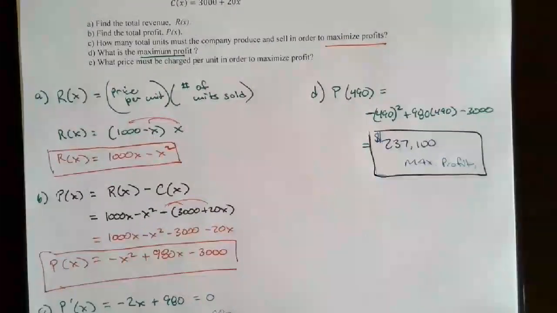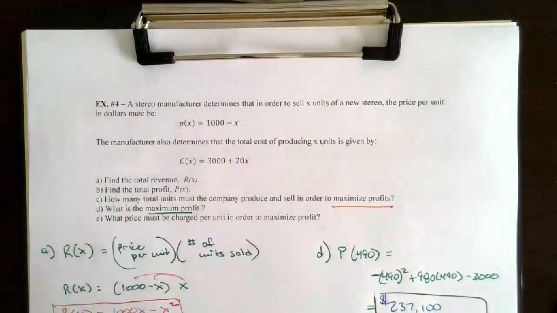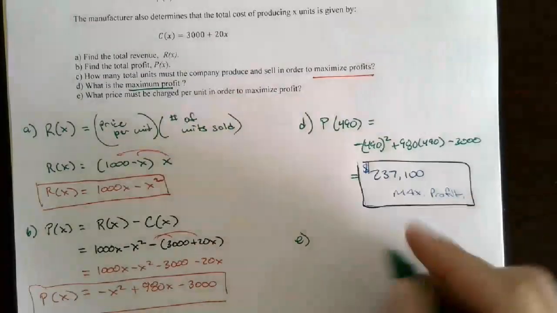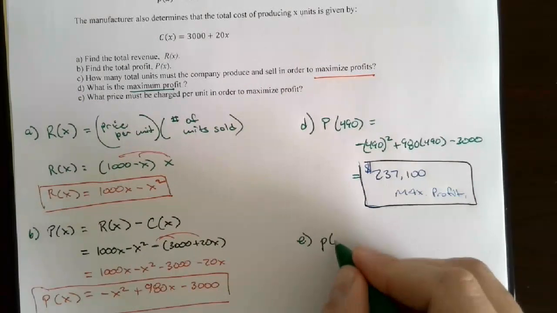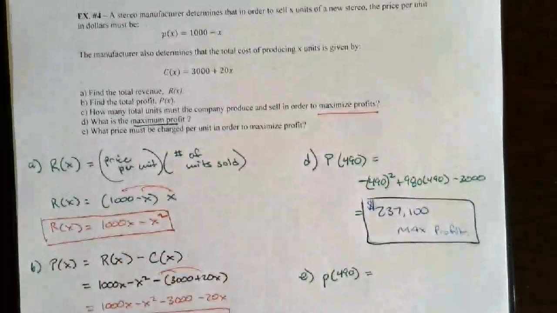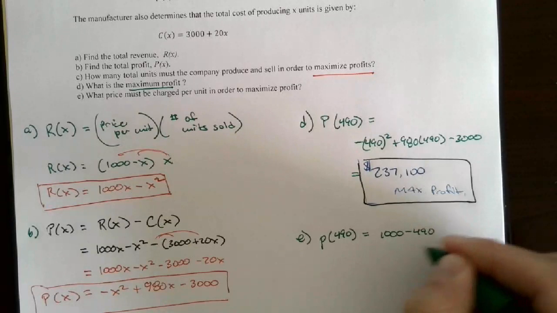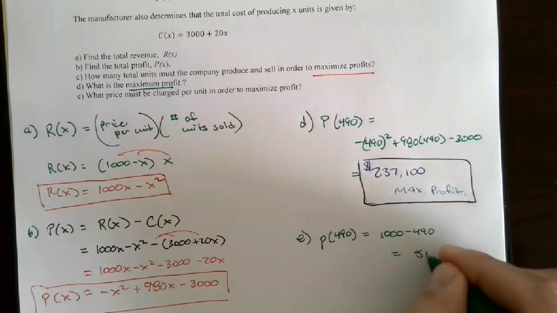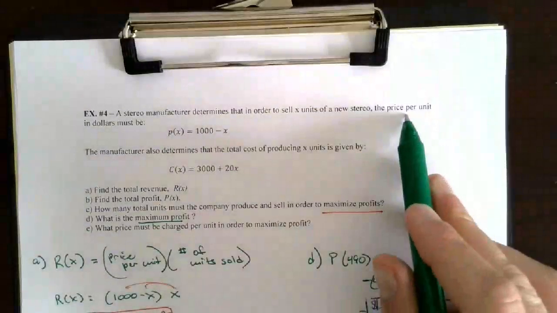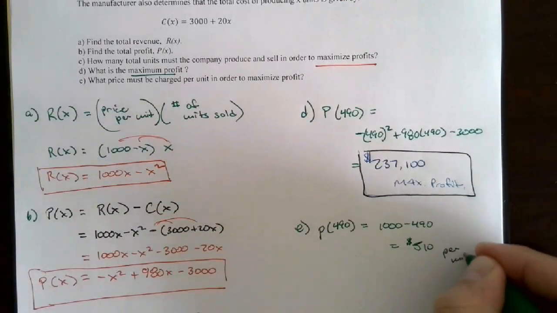And then the last question says, what price must be charged per unit in order to maximize profit? Well, they told you price is this lowercase p of x function up here. We want to use it when maximizing profit, so that'd be lowercase p of 490, and that's just the function they told us at the top, 1,000 minus x. So it's 1,000 minus 490, and this will equal $510. And this is the price per unit. So the price per unit is $510.